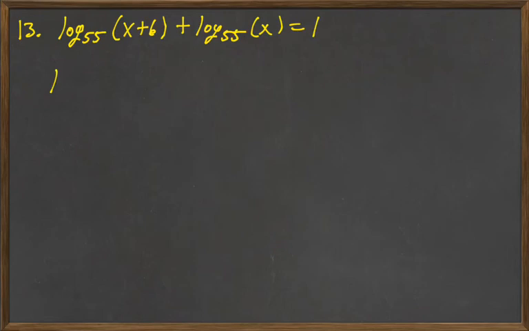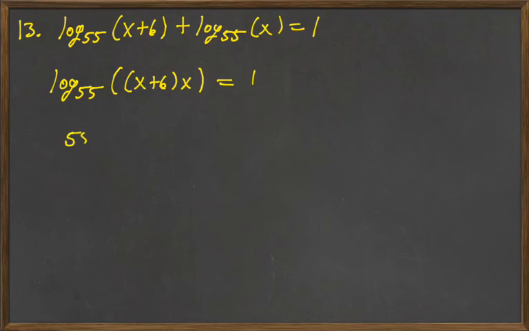So we do have two logs of the same base. We're adding them, so we're going to use the product rule. So this will be log base 55 of x plus 6 times x, and that's going to be equal to 1. We have now isolated and condensed the logs, so now we check, is it form 1, is there one log, or is it form 2, there's two logs, a log on each side. This is form 1, so we go ahead and we rewrite it.